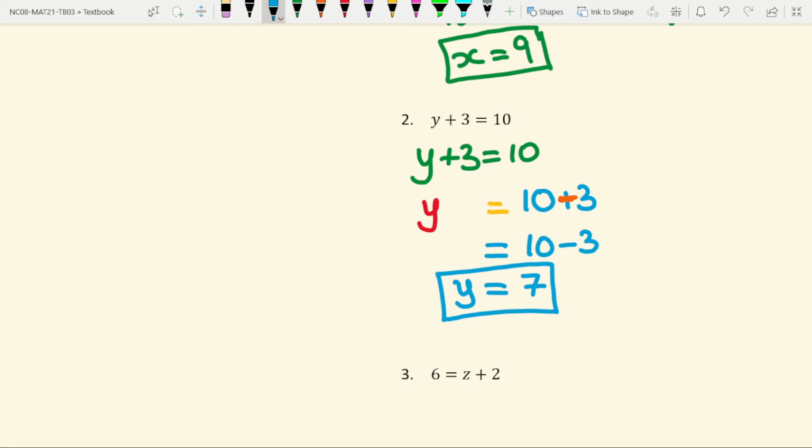What we have done in this question is we have transposed plus 3 from LHS to RHS, and while transposing, the plus symbol turned into a minus symbol. Instead of writing plus, we write negative, minus. Okay, now let us solve the next equation.